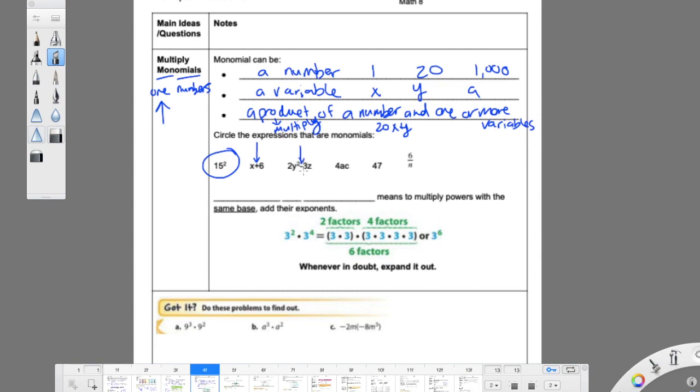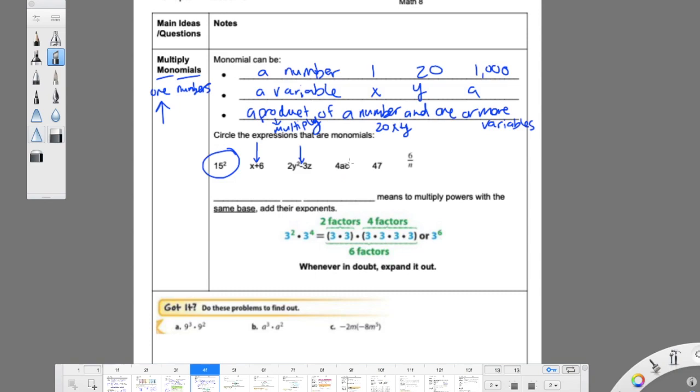So that means I have one monomial here. 2 times y squared is a monomial, and 3z is also a monomial. But when I combine them and put them together, I'm trying to subtract. Now again, I have 2 numbers in this expression, so we call this a binomial, not a monomial.